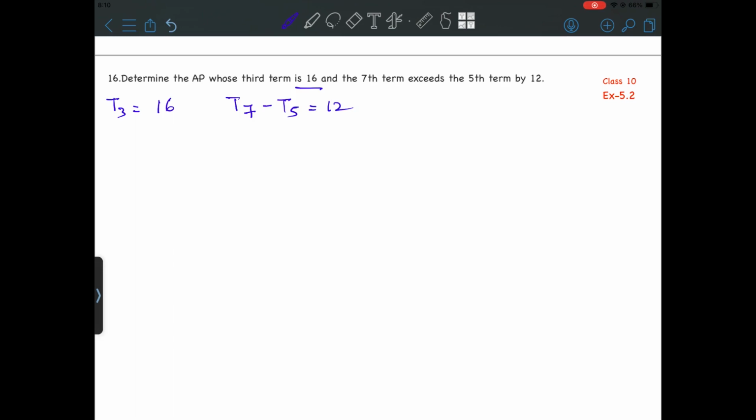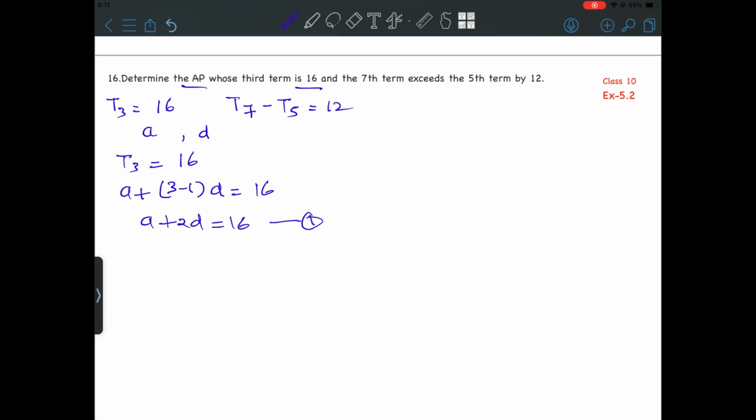So we have to find out this AP, but nothing is given, right? Neither have they given us the first term A or D. So we assume that for this AP, the first term is A and common difference is D. Now we have two conditions given here, right? So we'll utilize both conditions. The first condition is that the third term is 16. So let's write the formula of Tn, that is basically A plus n minus 1 d, n is 3 here. So 3 minus 1 d is equal to 16. So we can say it is A plus 2d is equal to 16. Equation 1 we have got, right?